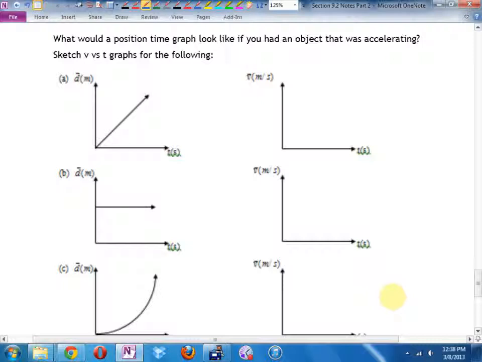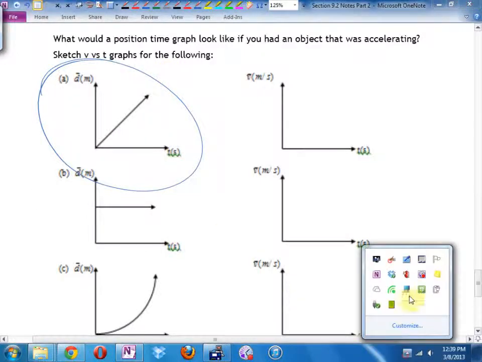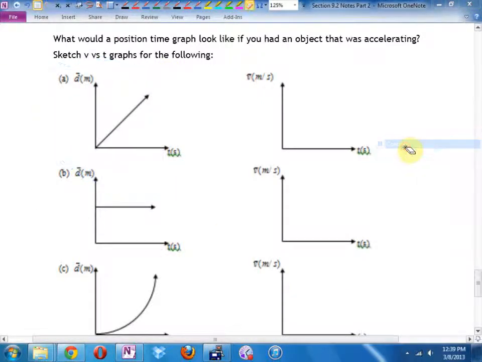All right. Let's try sketching our own. What would a position time graph look like if you had an object that was accelerating? Well, sketch V versus T graphs for the following. So take a look at this. Now, what kind of a graph is this? Is this a velocity time graph that I gave you? Okay. So, key idea. It's a distance versus time graph, Oscar.